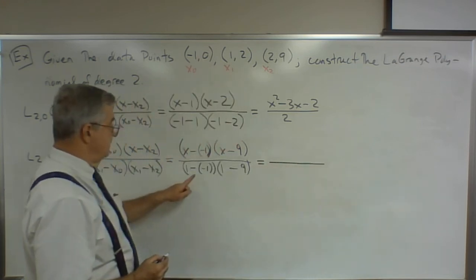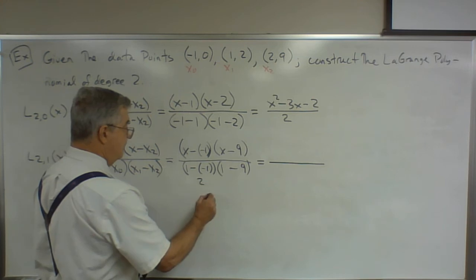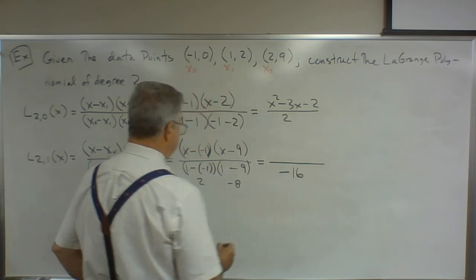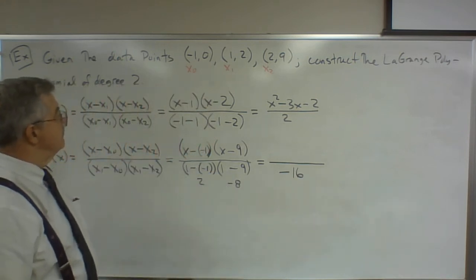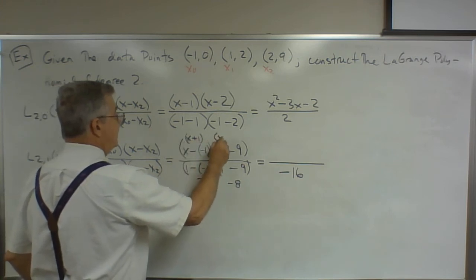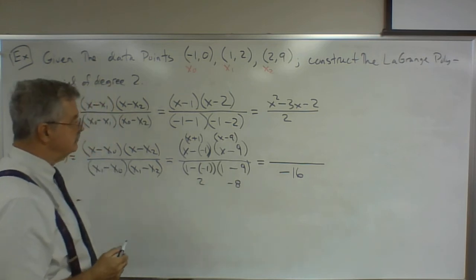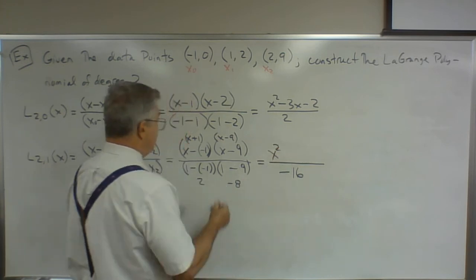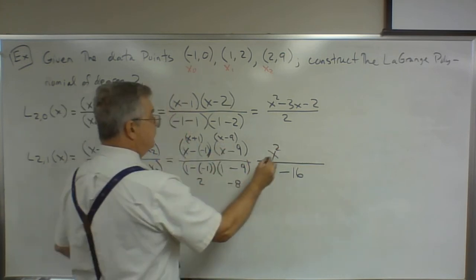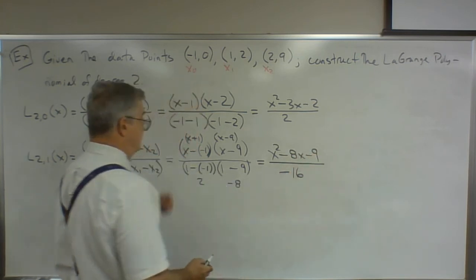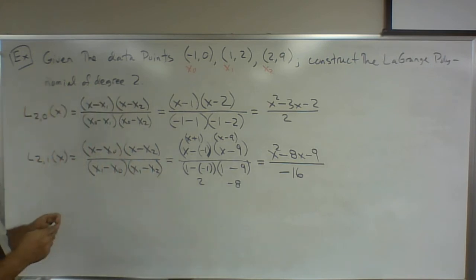And on the bottom, I get 2 minus 8. So we got a negative 16 on the bottom. And up top, we have x plus 1 times x minus 9. So we have x squared plus x minus 9x is minus 8x minus 9. That's our second Lagrange coefficient.